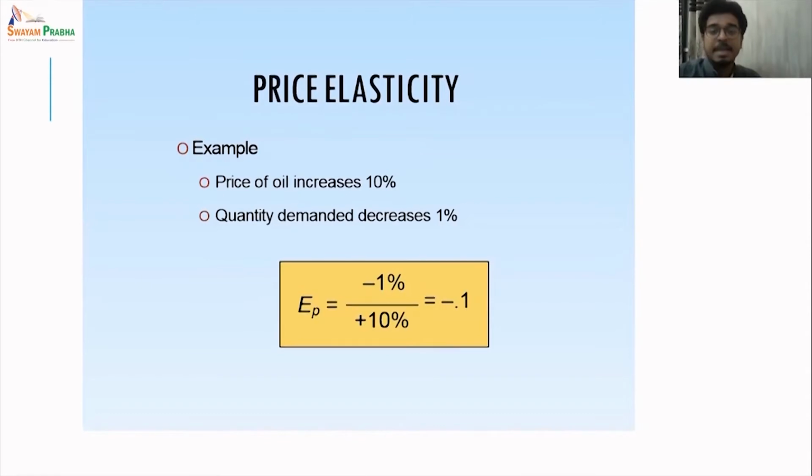What does price elasticity tell? Say we have a price elasticity of minus 0.1. What does that mean? This means that when the price of oil increases by 10%, quantity demanded falls by 1%. That is why it is minus 0.1. The quantity demanded has decreased by 1% where the price has increased by 10%, so 1 divided by 10 is 0.1. Now why minus? Because price is increasing and quantity demanded is decreasing, so they are moving in different directions. Price is increasing, so the denominator is positive, quantity demanded is decreasing, so the numerator is negative, and after this division you get a minus sign.